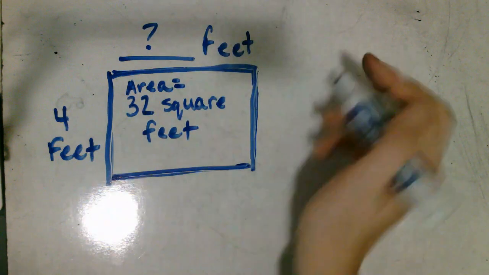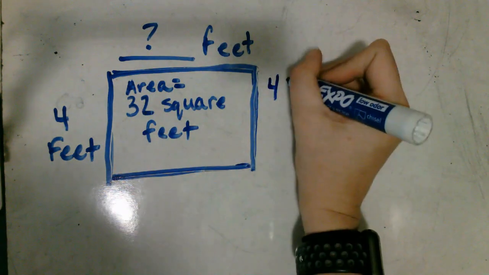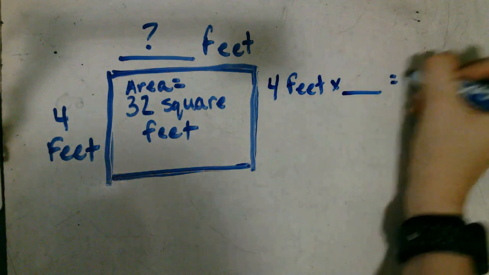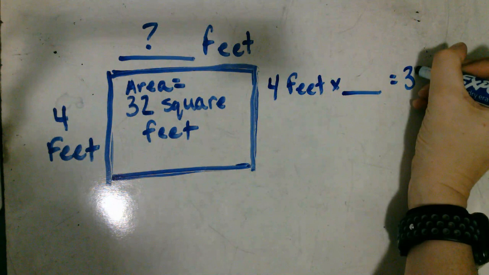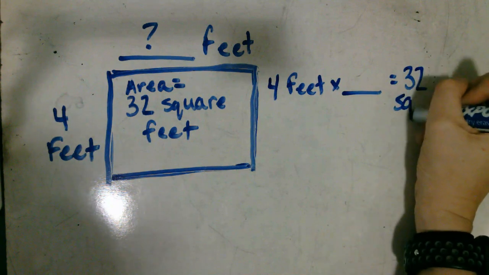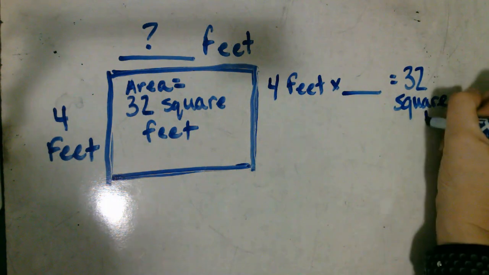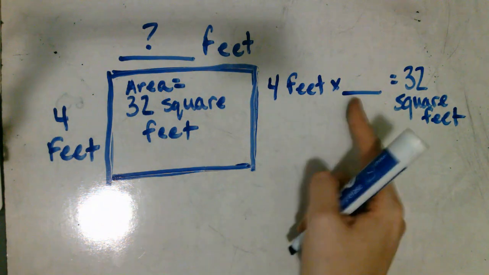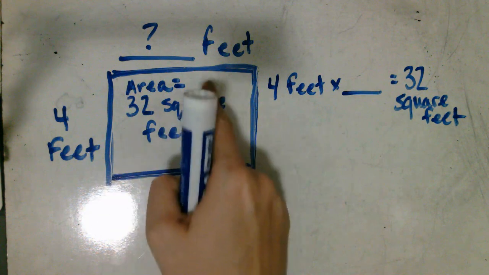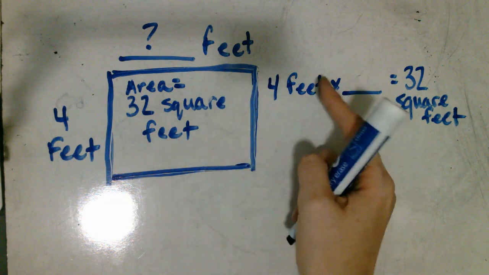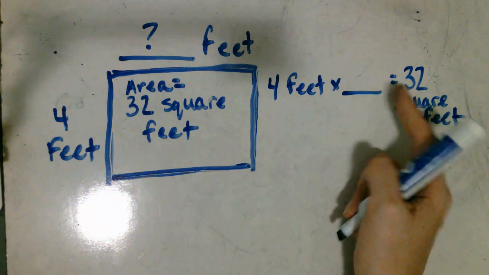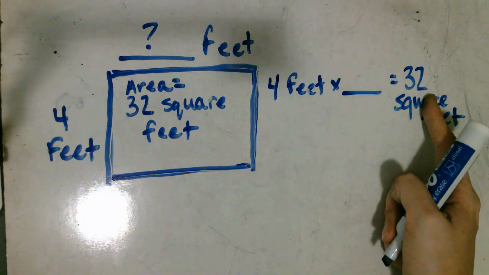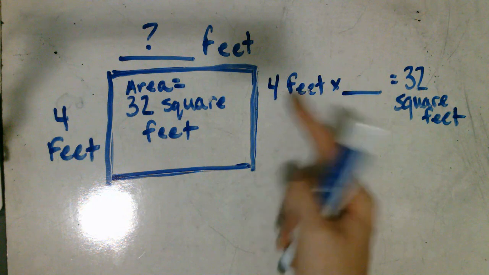We are going to use the information we were given, 4 feet times blank equals 32 square feet. We know that we can write this as a multiplication because we know to find area, you have to multiply both of the sides together. So we have parts of that equation already. Since we're missing this part here, we can flip this equation around so that we take the total and we divide it by the number that we were already given.